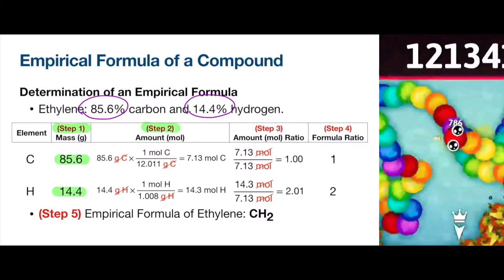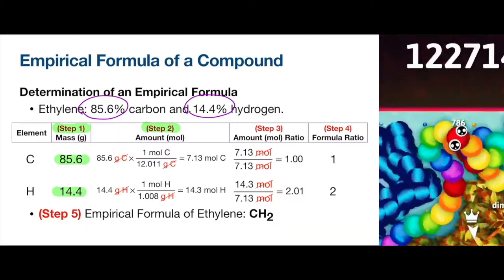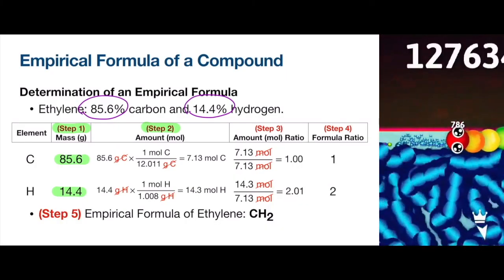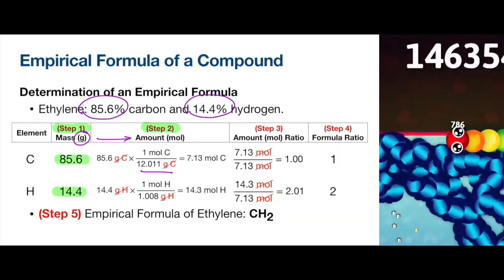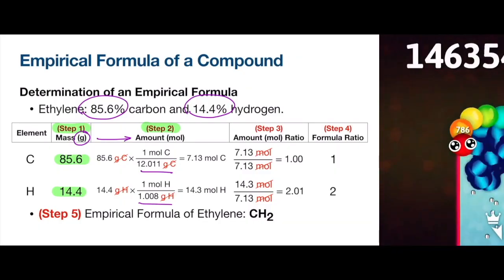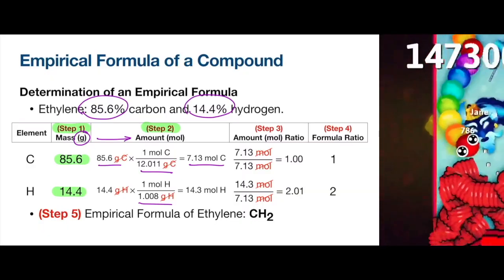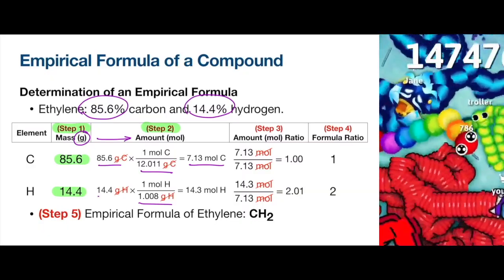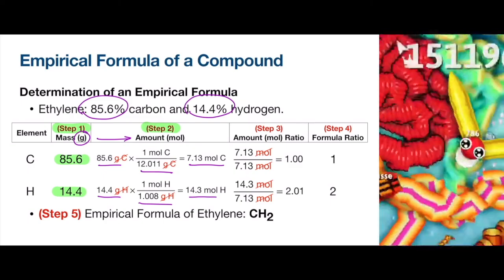For step 2, we are now ready to find the number of moles of atoms of each element. This is a one-step conversion from grams to moles, using molar mass as our conversion factor. So in 85.6 grams of carbon, there are 7.13 moles of carbon. In 14.4 grams of hydrogen, there are 14.3 moles of hydrogen.